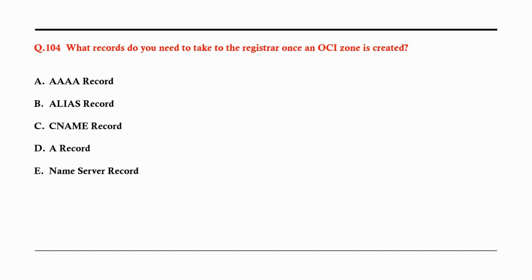Question 104. What record do you need to register with a registrar once the OCI zone is created? The correct answer is E, a name server record.